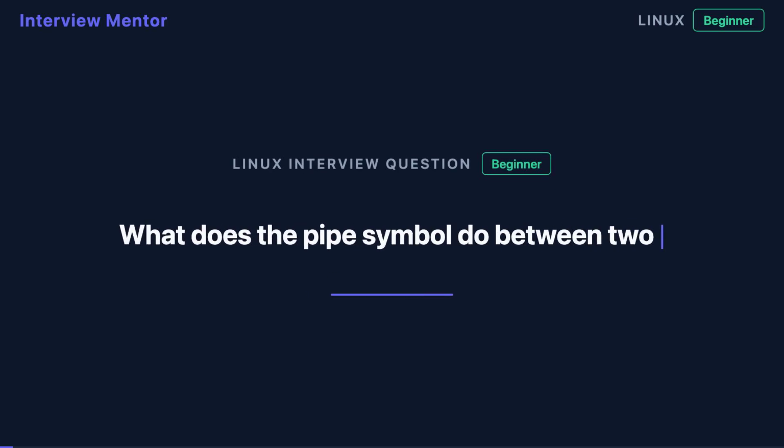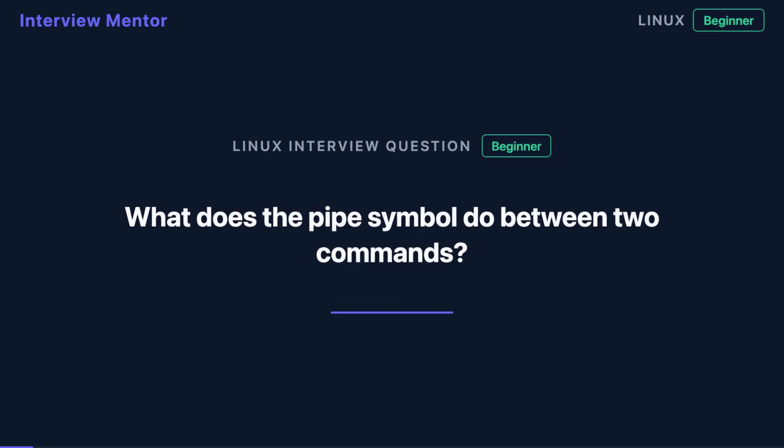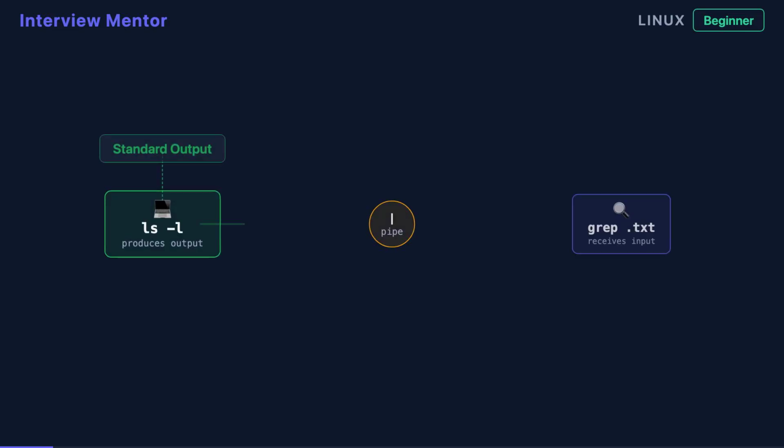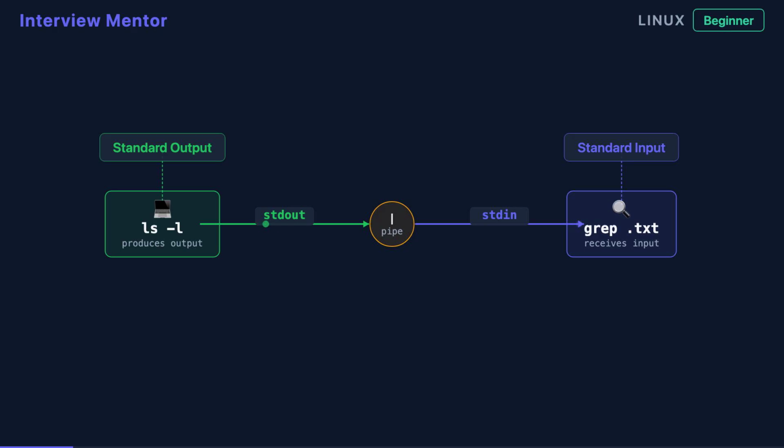One tiny character, one huge concept. What does the pipe symbol actually do in Linux? The pipe symbol takes everything the left command writes to standard output, stdout, and feeds it directly as standard input, stdin, to the right command. Think of it as a literal pipe connecting two programs.